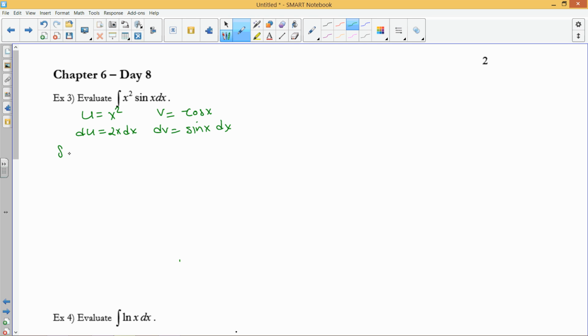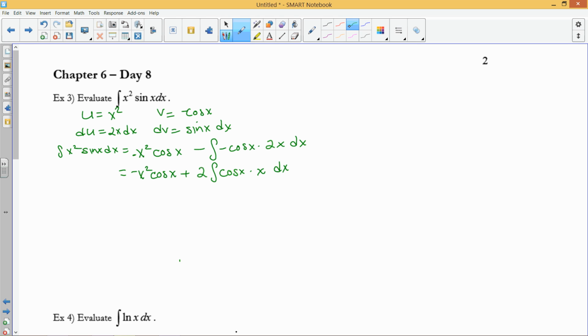Okay, so the integral of u dv equals u times v minus the integral of v du. And I'm going to clean that up a bit. So we have negative x squared cosine x plus 2 times the integral of cosine x times x dx. Uh-oh. I have another product I can't get rid of. Well, you know what we do here? We just do integration by parts twice in the same problem.